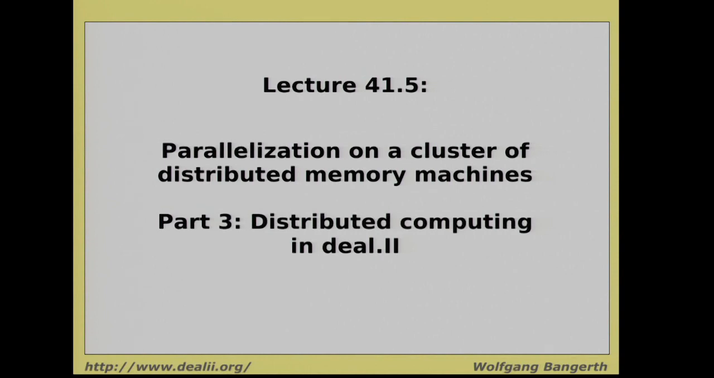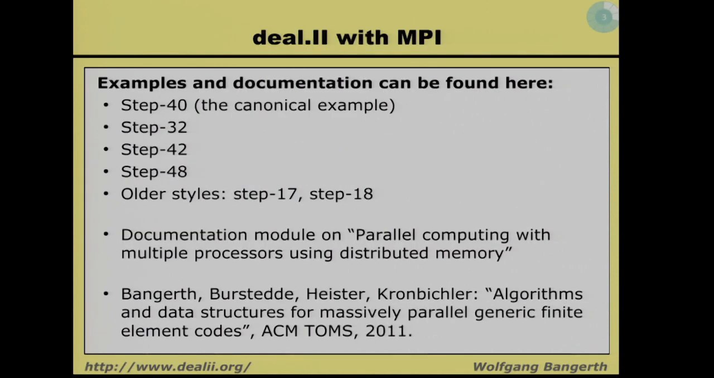And in particular, the canonical example that I would like to show you is step 40. There's a number of other programs that do similar things also with MPI. So step 32, which despite the fact that it has a lower number than 40, actually comes logically after 40. Steps 42, 48 are also there. There's an older style in which we programmed MPI in step 17 and 18, but this is not how we recommend to do it anymore today.